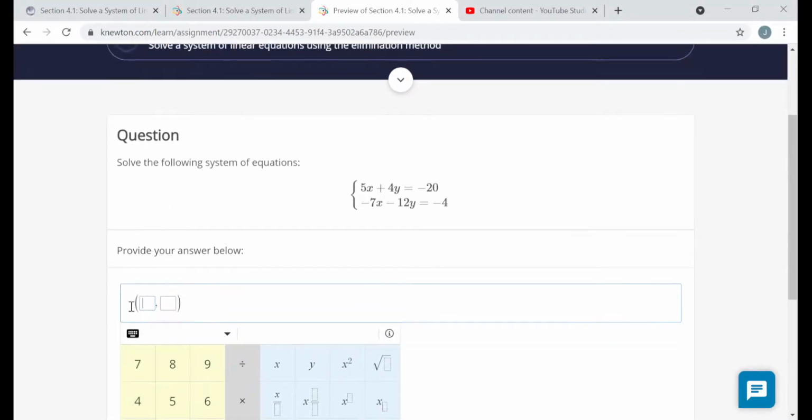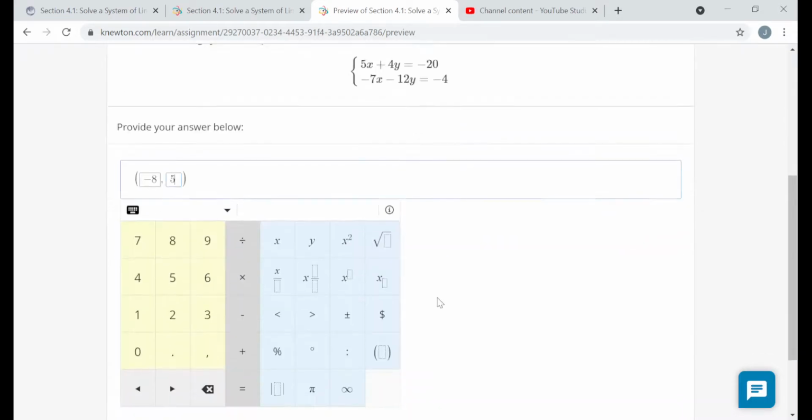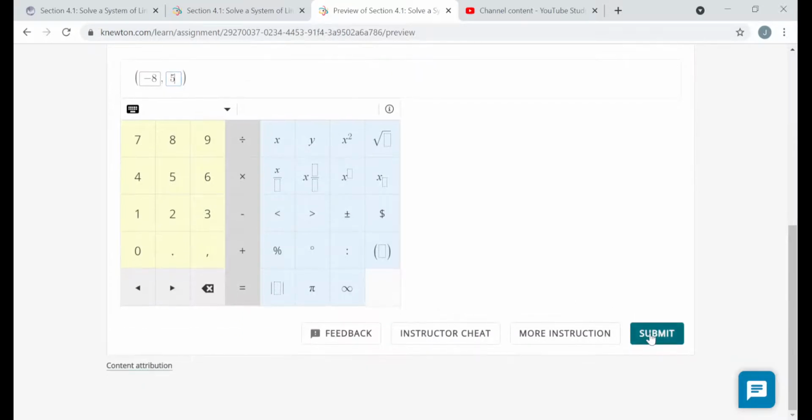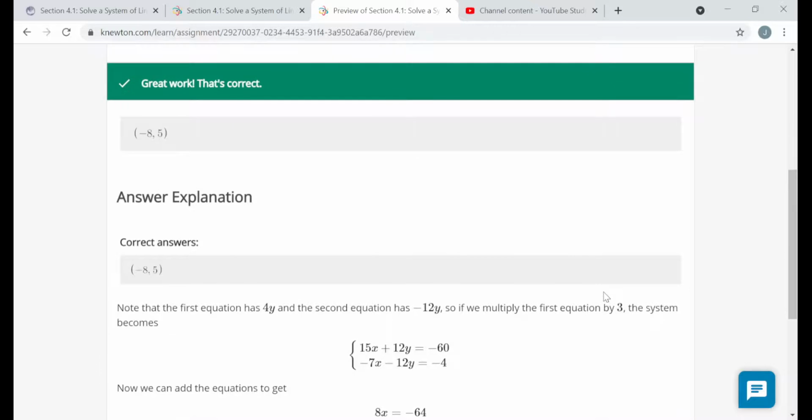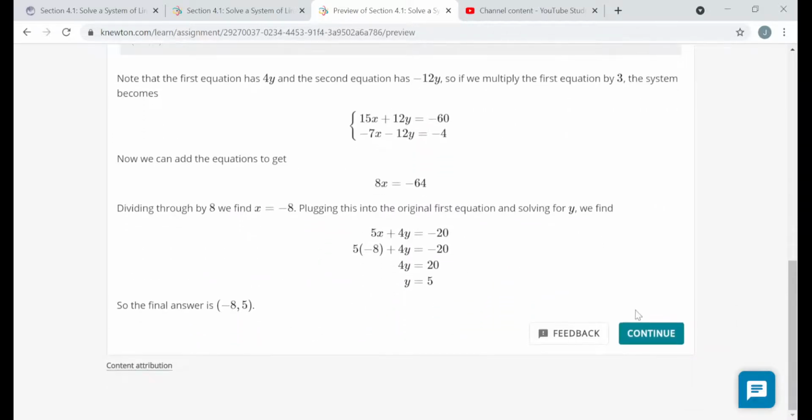So I don't need to enter the parentheses. I just need to enter the first coordinate. The x coordinate was negative 8. Then they already have the comma there as well, so no need to put the comma. And then the y coordinate was 5, right? I'm just filling in those blanks of the x value and the y value. Submit. Again, please read through the answer explanations.